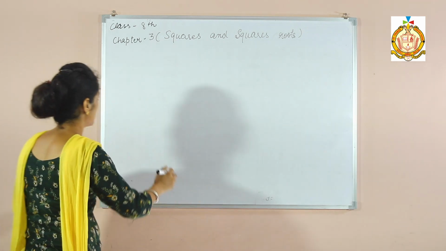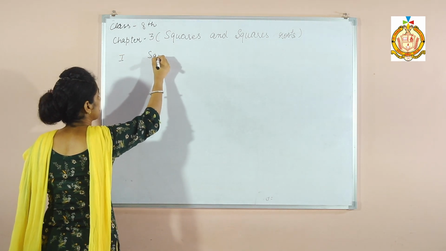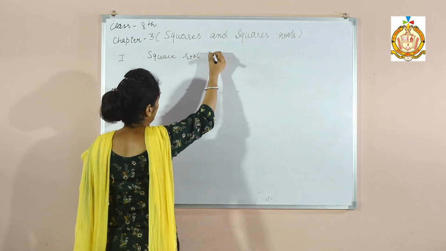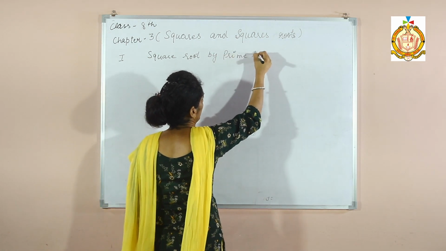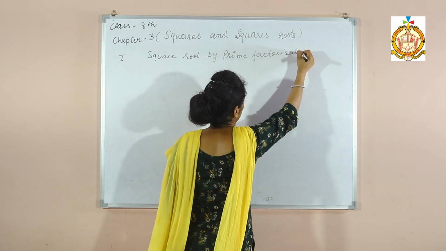So the first method is square root by the prime factorization method.